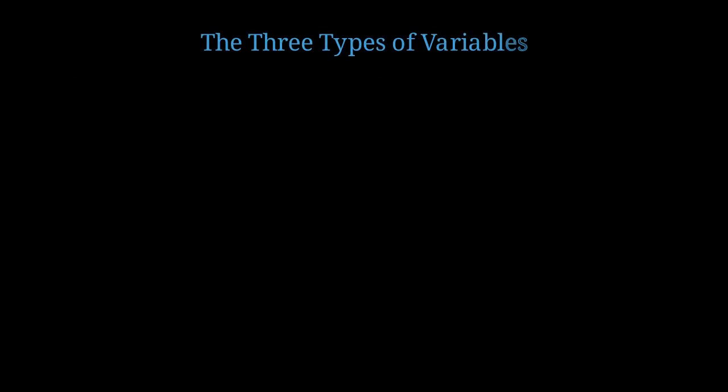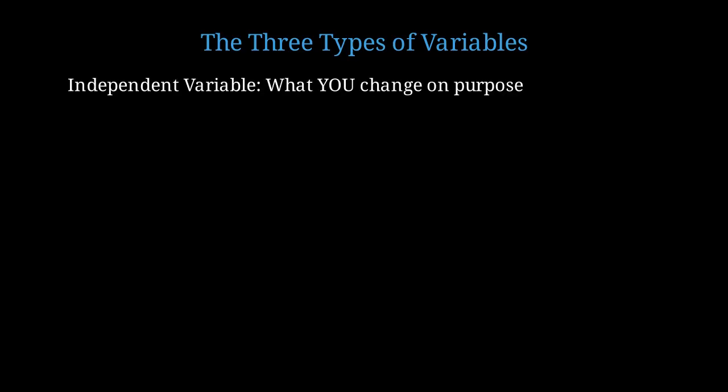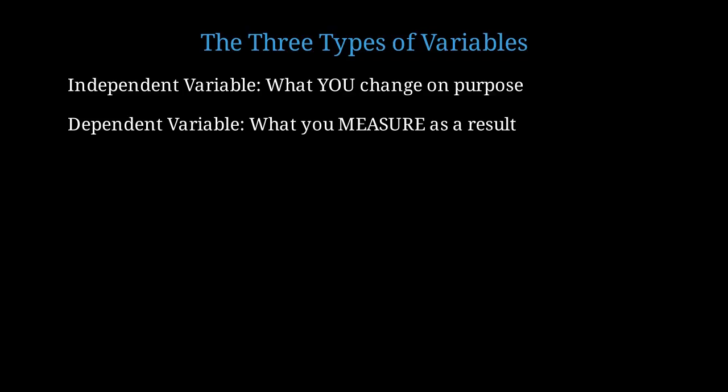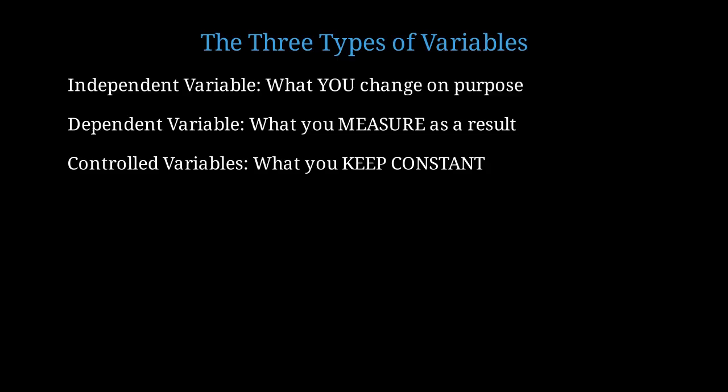There are three main types of variables in any experiment. Let's define each one carefully. The independent variable is what you deliberately change or manipulate in your experiment. This is the variable you control. The dependent variable is what you measure. It depends on the independent variable. This is your outcome or result. Controlled variables, also called constants, are everything else that must be kept the same throughout the experiment. These ensure a fair test.